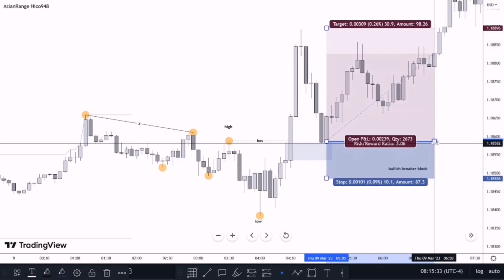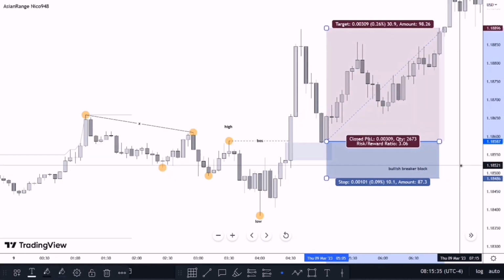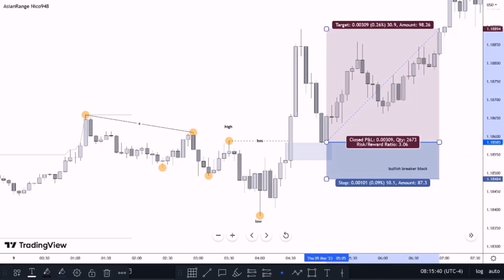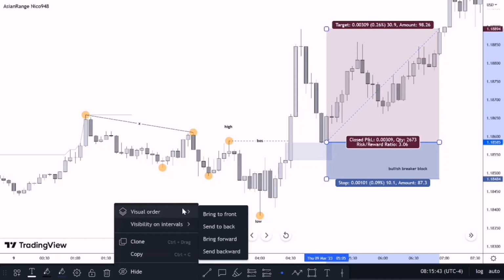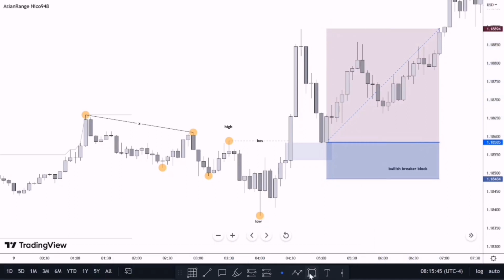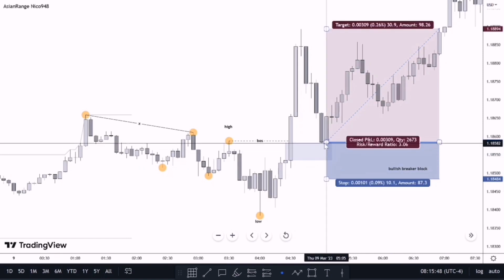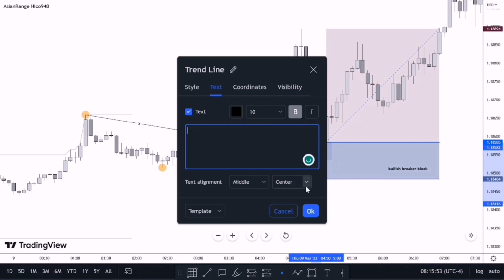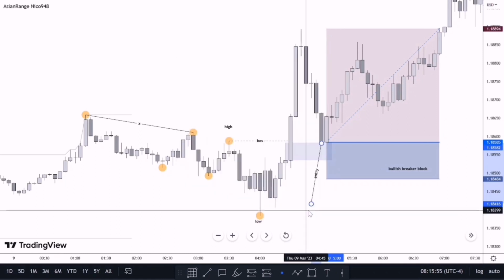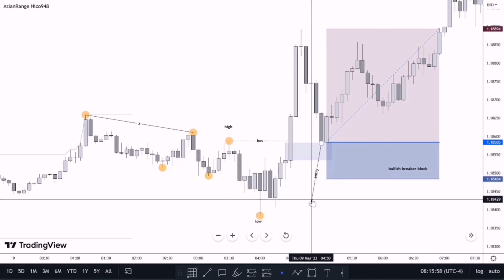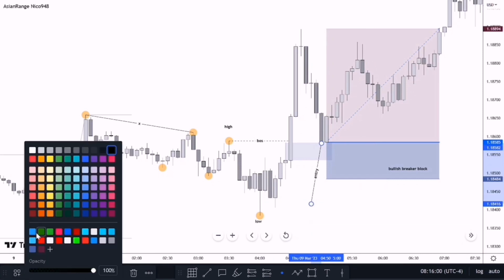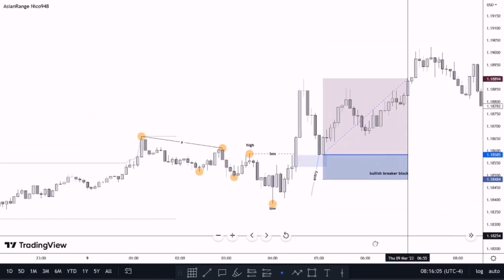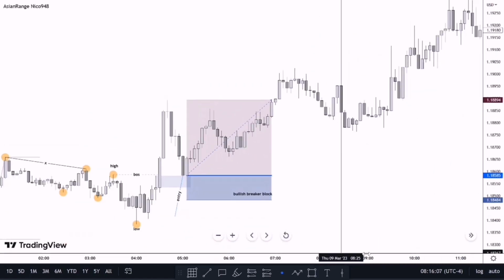Target the highs to the right. This will be our entry point over here. And then obviously we can clearly see that price continues all the way up, guys.